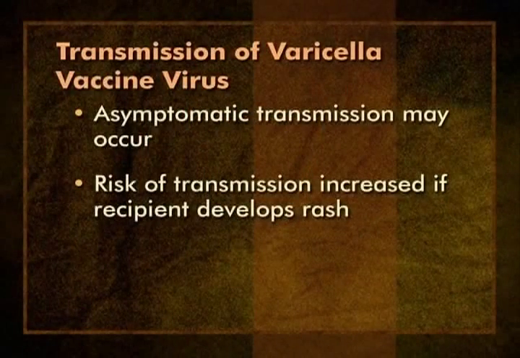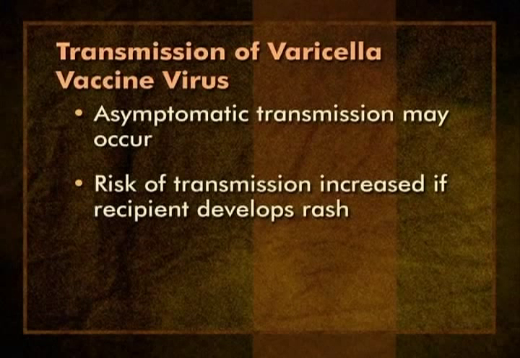Concerns about vaccinating healthy household contacts of immunosuppressed persons or pregnant women are due to fears of transmission of vaccine virus. There have been reports of transmission of vaccine virus, but this appears to be a rare event. Studies of household contacts of vaccinated persons have demonstrated that asymptomatic transmission of vaccine virus may occur. Household contacts have been observed to develop varicella antibody without having been vaccinated or having chickenpox.